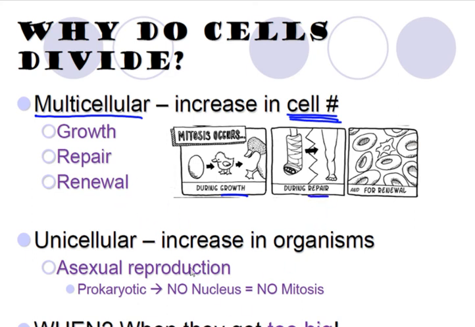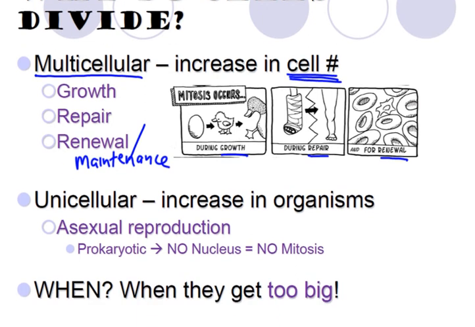Repair, if you've ever had a cut or a break, how your body goes through recovery is it fills in the gaps with new cells to keep things whole again. And then for renewal, this is going to be for basic overall maintenance. Cells have a lifespan. When some cells start to break down, they need to be replaced, and they're replaced through cell division.